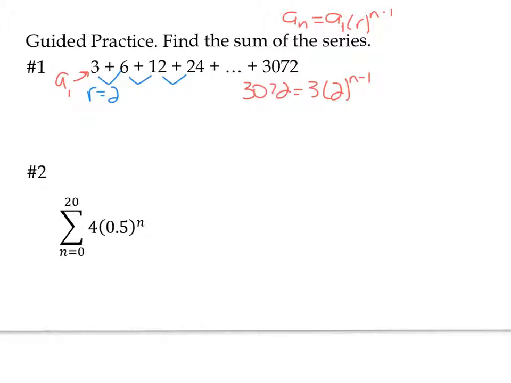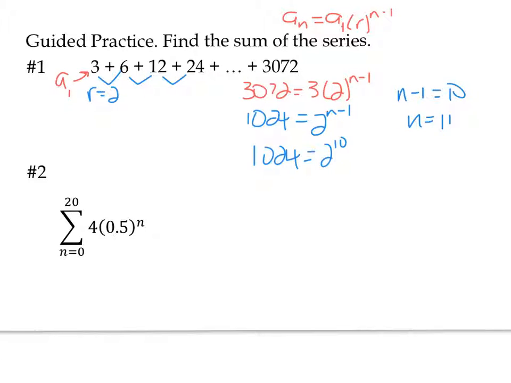To do the calculations from here, we could divide both sides of this equation by 3. And we get 1024 equals 2 to the n minus 1. Then we'd have to figure out 2 to what power is 1024. So 1024 is 2 to the 10th power. Keep in mind right here, n minus 1 is equal to 10. That means the n has to be 11. We could write that out if we want. So n minus 1 equals 10, so n equals 11.